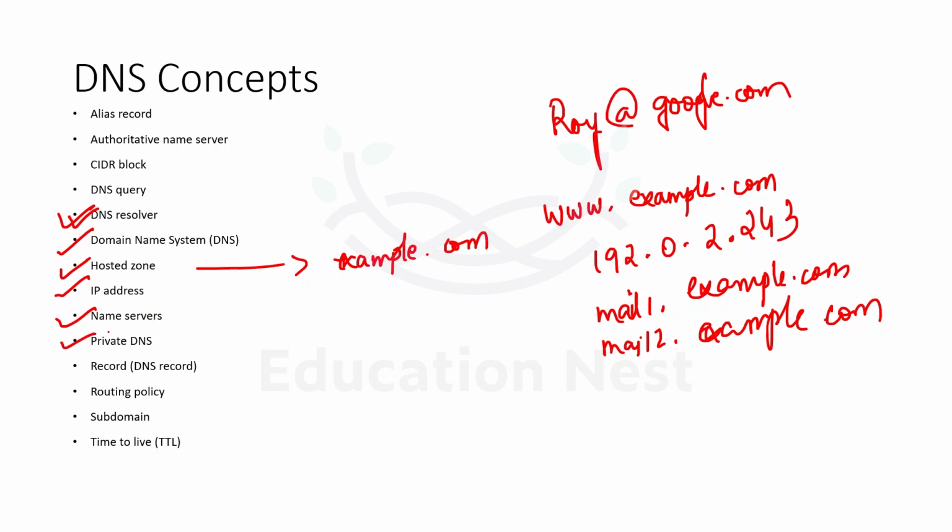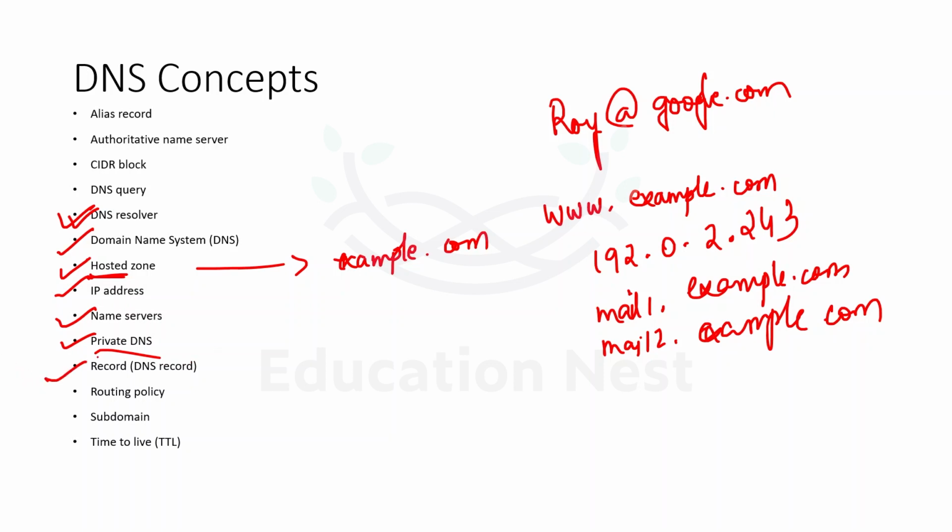Then we have private DNS. It is a local version of DNS that lets you route the traffic for a domain and its subdomains to Amazon EC2 instances within one or more VPCs. This would be basically in the private hosted zones. As I told you, you can create two types of hosted zone. One is public, where you want to route the traffic on the internet, and one is private, which is private to your VPC. In that case, you would be using the private DNS.